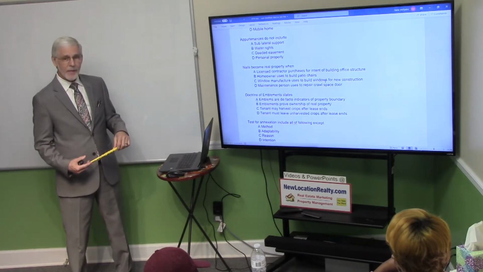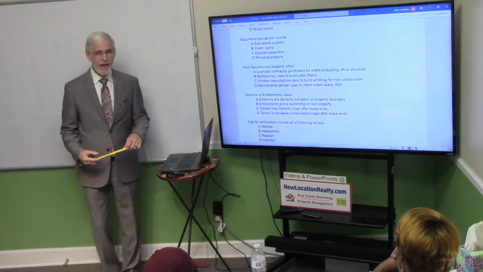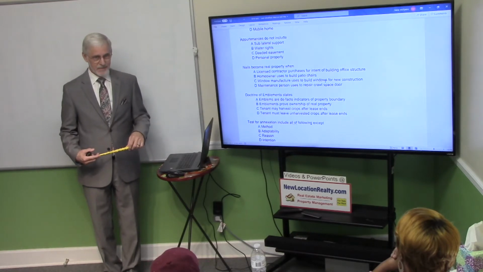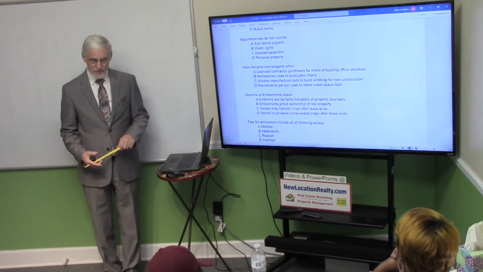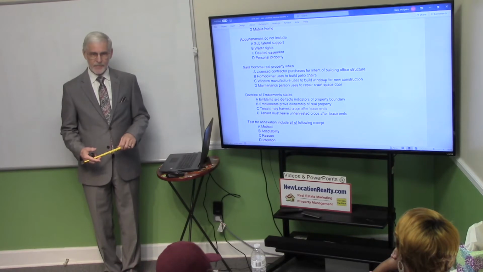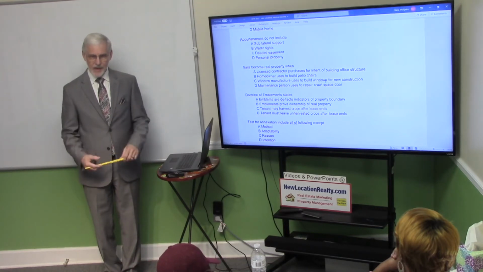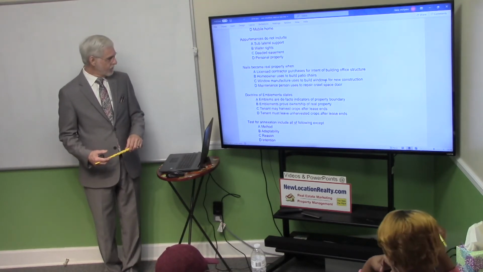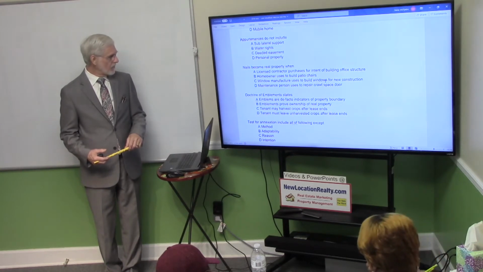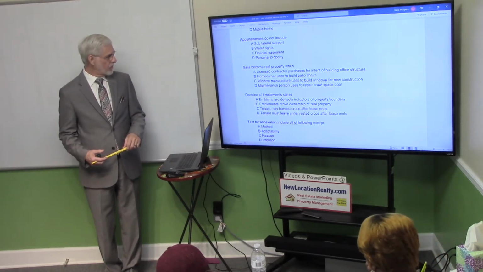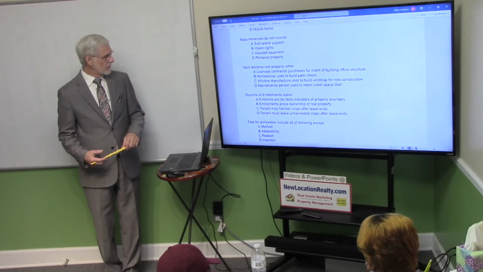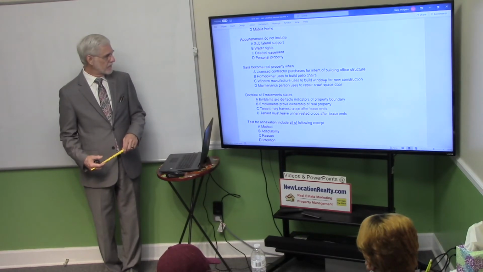If it's real property, is it attached? Yes. Patio chairs are not attached, so that's personal property. I just think of personal property as what I'm taking with me, or what I could take with me.